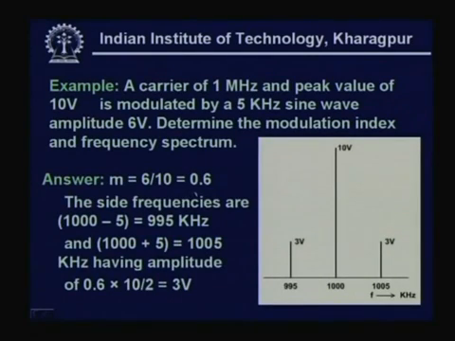So, here we see the modulation index as we calculated, 0.6, and the side frequencies are 995 kilohertz, and since we are modulating with a sinusoid, the other frequencies are not there, we shall get 3 frequency components: 995 kilohertz, 1000 kilohertz and 1005 kilohertz. So, these are the frequencies, and you can see here we get the three amplitudes of the frequency components. The carrier will have 10 volt, the side bands will have 3 volt. So, this is the frequency domain representation of the modulated signal.